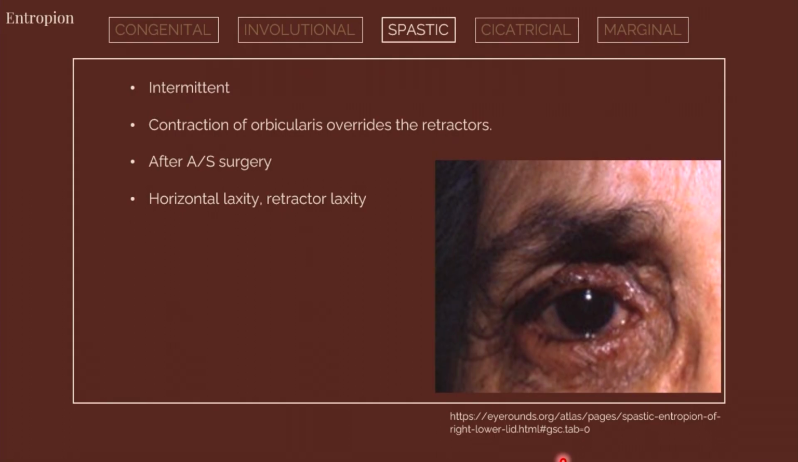Moving on to the next type, that is spastic. It occurs when the eyelids are in a state of constant spasm. It is intermittent and happens when there is contraction of the orbicularis oculi, which is the protractor, which overrides the retractors. It is most common after anterior segment surgery, especially after trauma repair. And the additional predisposing factors include horizontal laxity or retractor laxity.